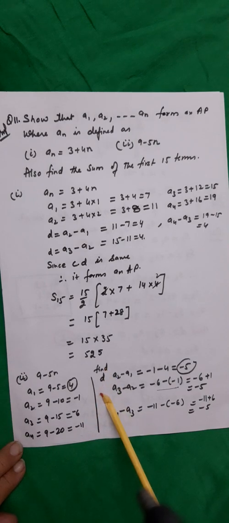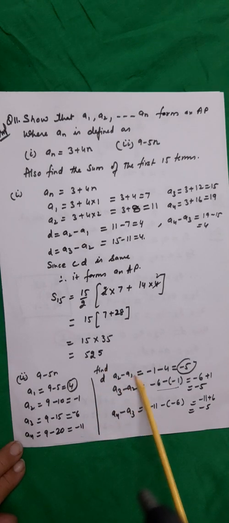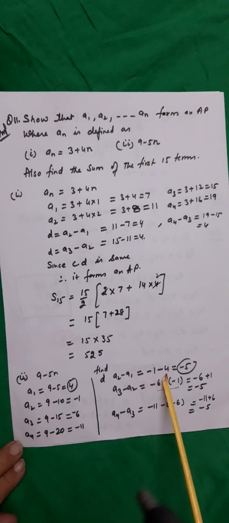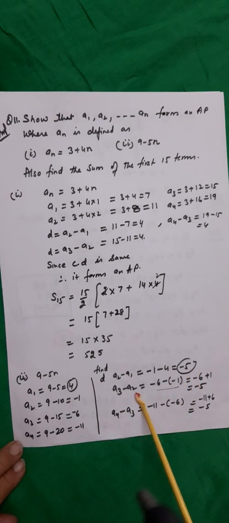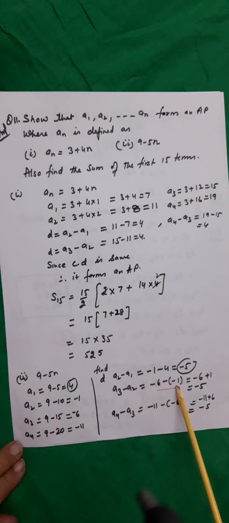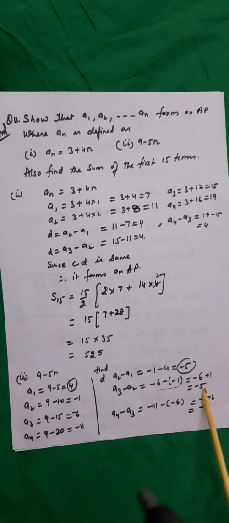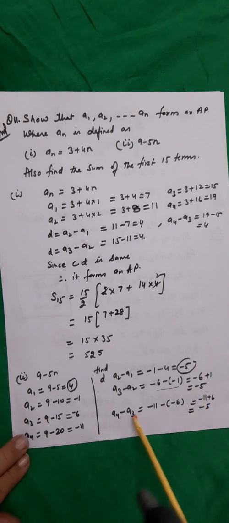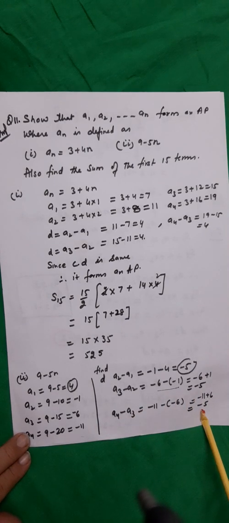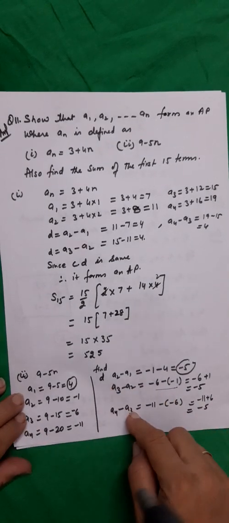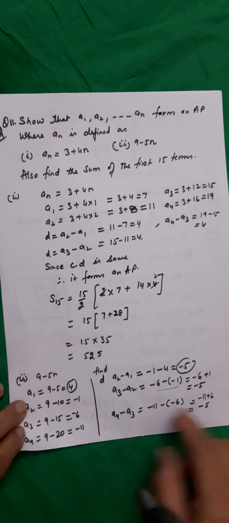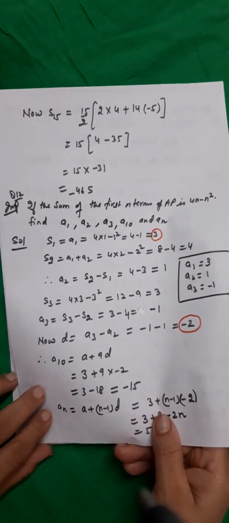Now finding d. a2 − a1 is −1 − 4, which is equal to −5. a3 − a2 is equal to −6 − (−1), which is equal to −5 again. Similarly, a4 − a3 also gives me −5. So I notice that d is the same, which means that this is again an AP.